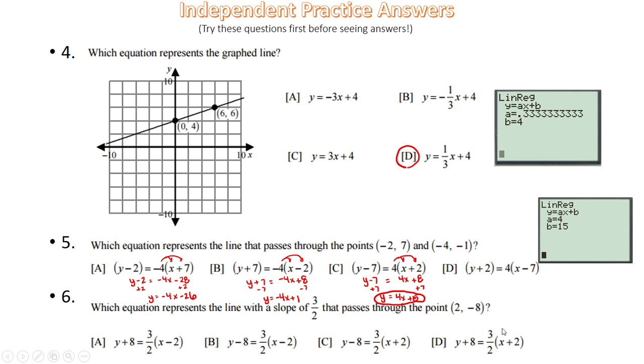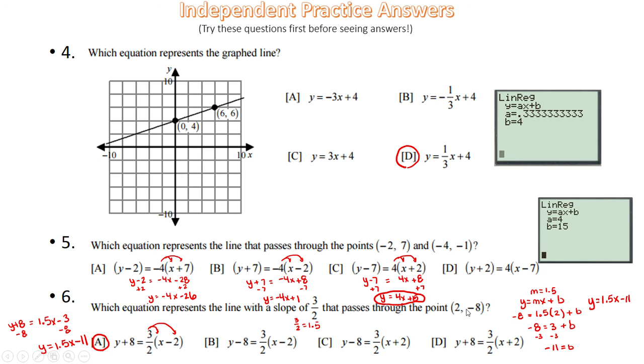Okay, number 6. This time they gave me a slope and a point. So I'm going to need to work out each one of these answer choices and then see if it has that point. Or another way to do this problem is to substitute 1.5 for your slope and then plug in 2 for your x, negative 8 for your y. So you get your B, which is negative 11.